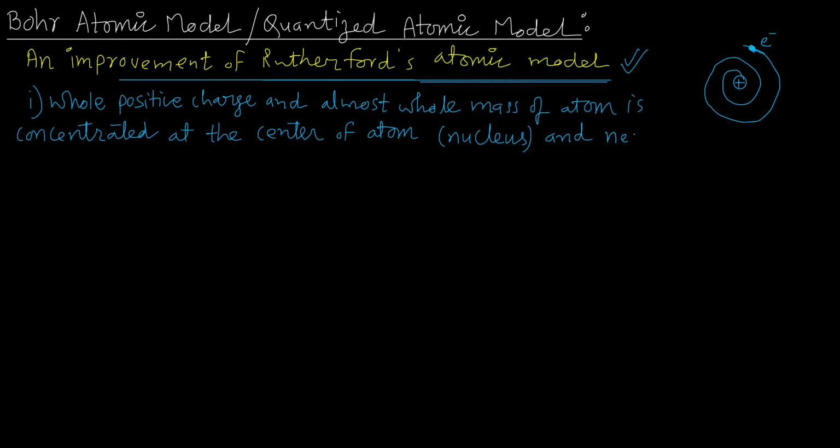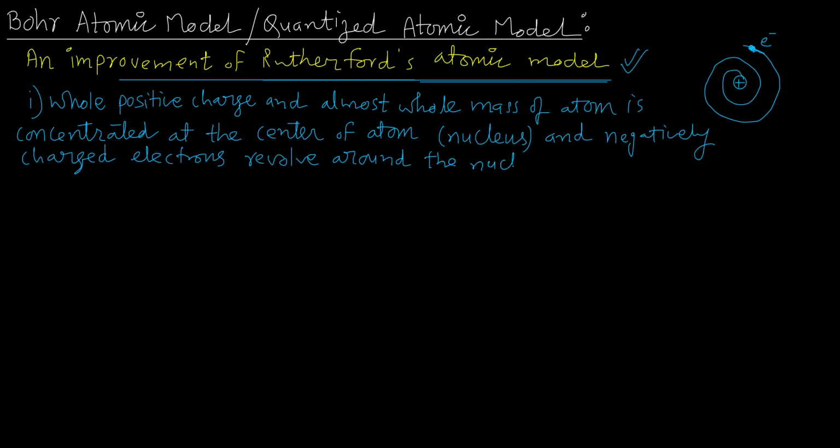Rutherford model says that negatively charged electrons revolve around the nucleus in circular orbits. So this point is same as given by Rutherford's atomic model. There was nothing new in this. But after this, Bohr added a few more points.